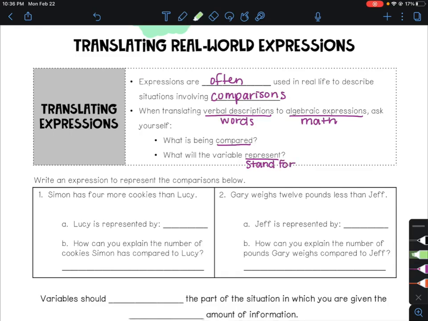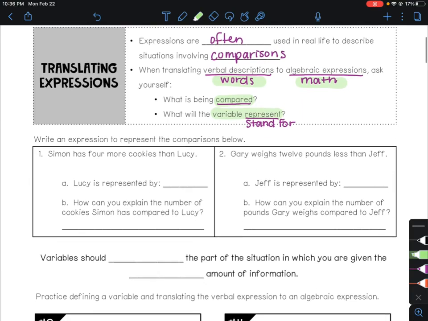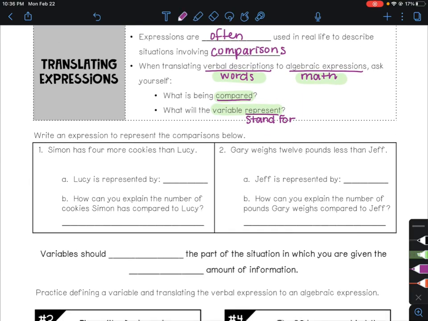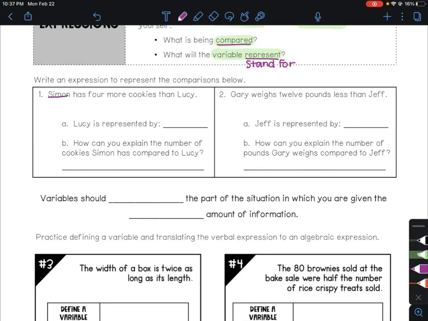So if you want to turn words into math, figure out what's being compared and what your variable is going to stand for. Let's take a look at the first example to practice this. Number 1, Simon has 4 more cookies than Lucy. First question, what is being compared? In this case, it's more like who is being compared. We have Simon and we have Lucy being compared to each other. Specifically, we're comparing the number of cookies that they have.